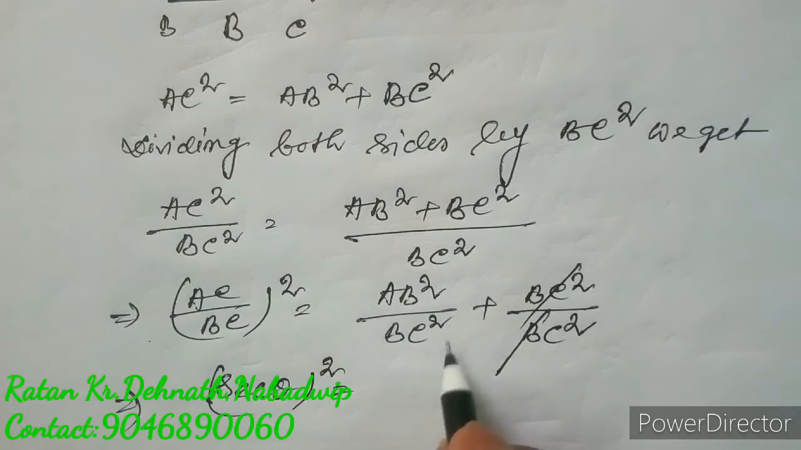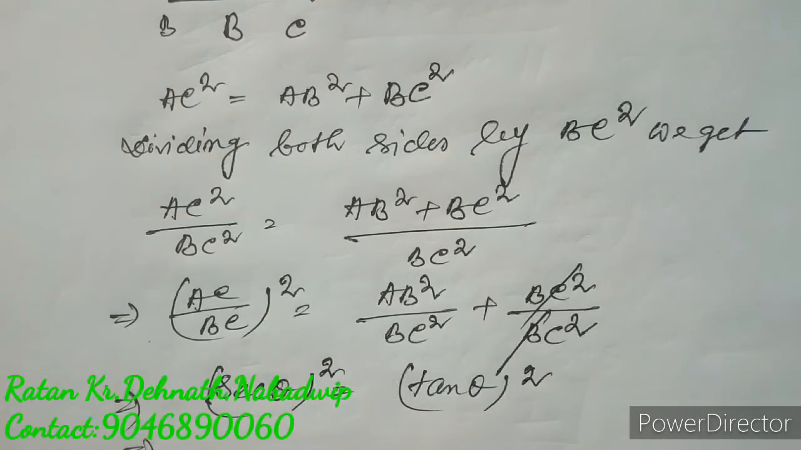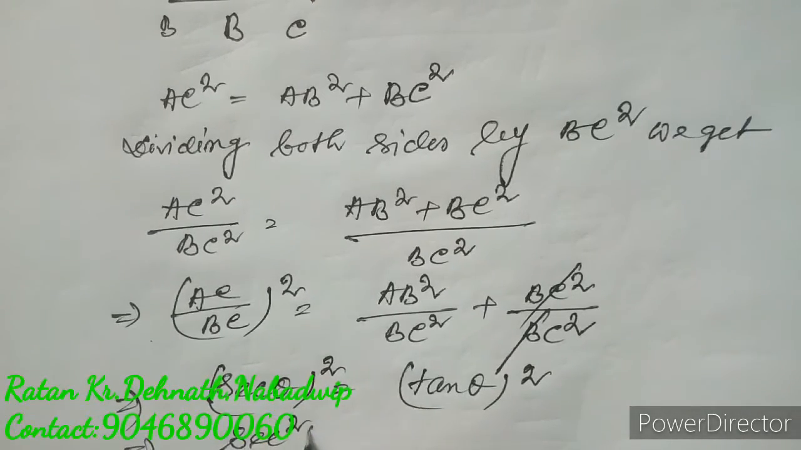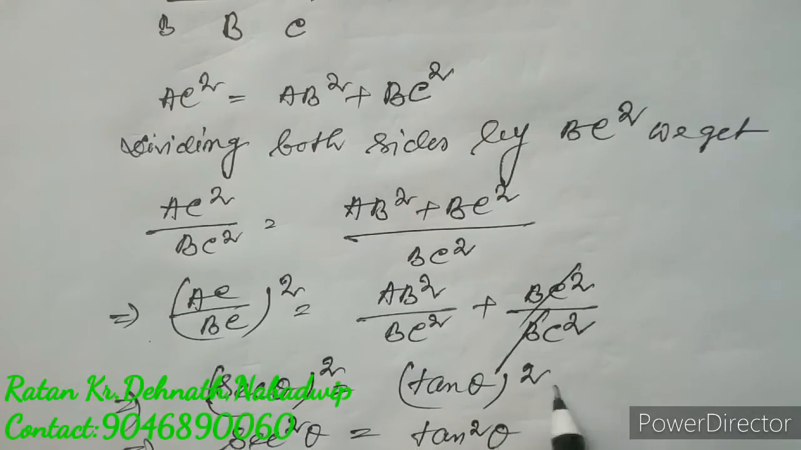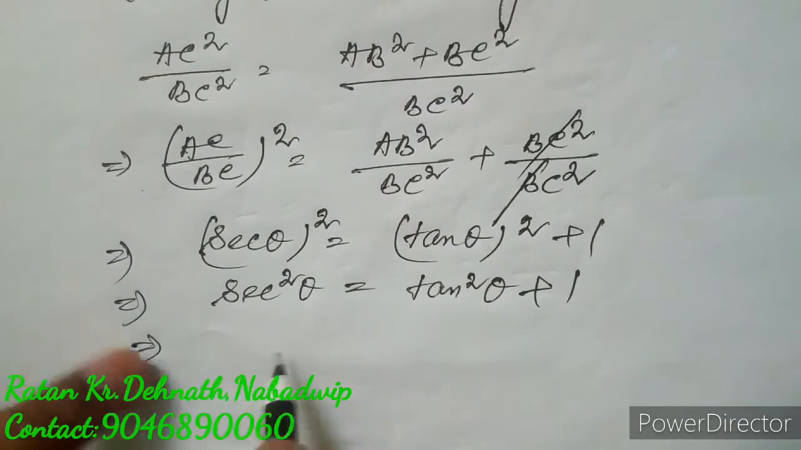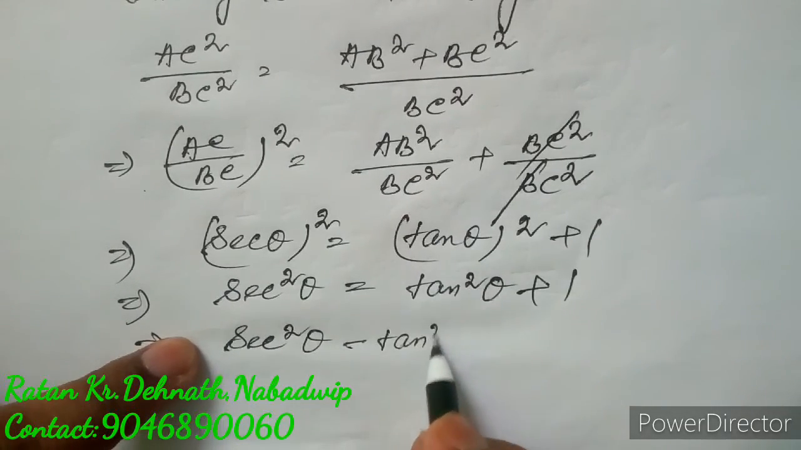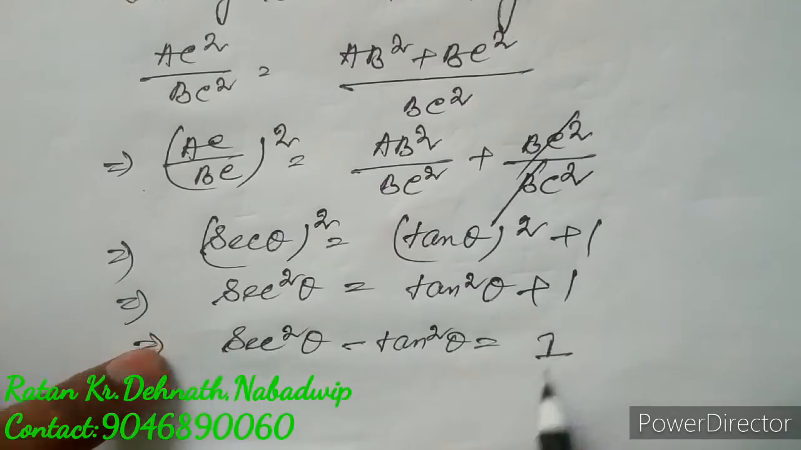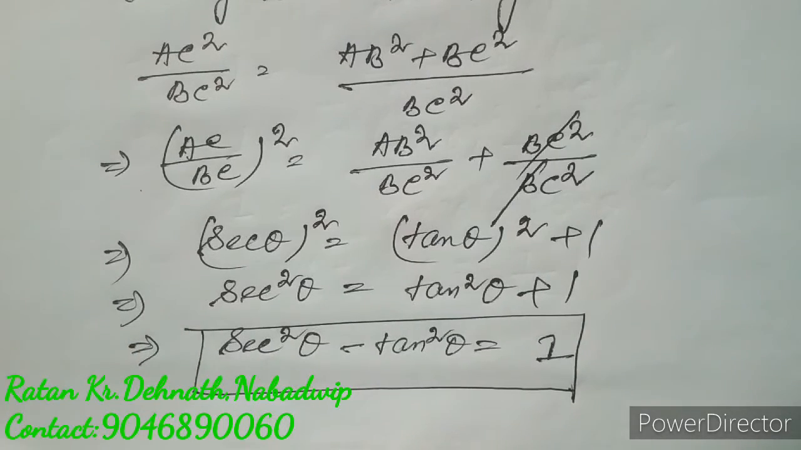And AB by BC means perpendicular by base. Perpendicular by base means tan theta. So tan theta whole square. Sec square theta equals to tan square theta plus 1. That is sec square theta minus tan square theta equals to 1. Thus we got the second formula.